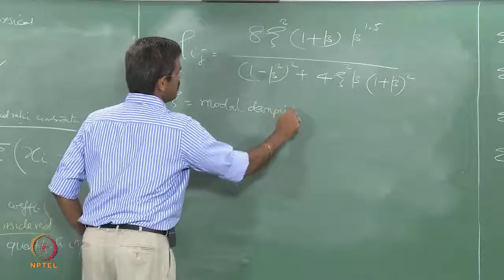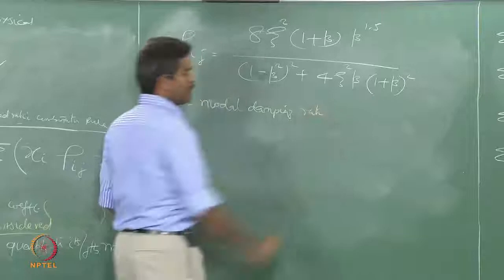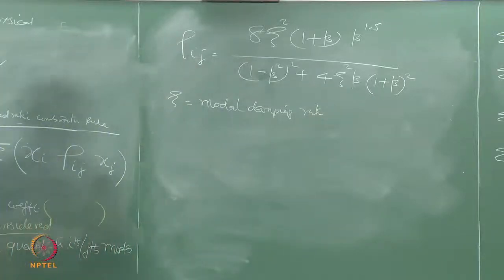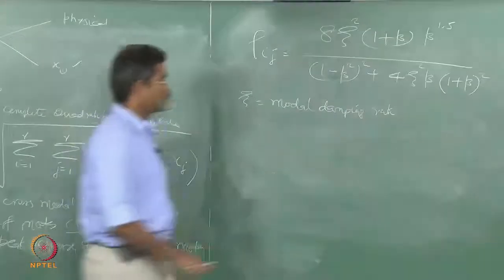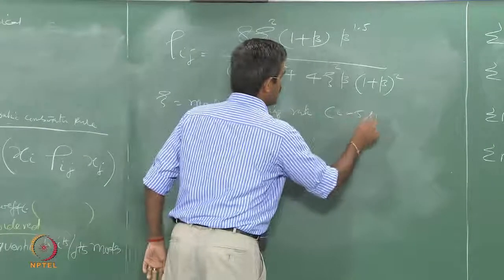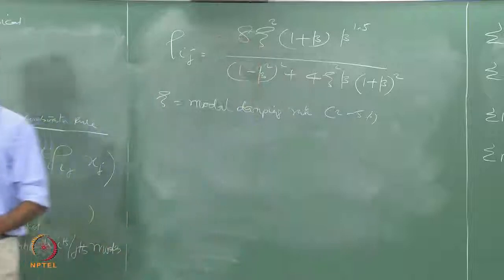Now, it is very important here for you to recollect that in Rayleigh damping, the modal damping should be equal for all modes if it is a classical damping. If it is non-classical, they may not be equal in different modes. So, in this case, we assume a percentage, maybe 2 to 5%, which means it is a classical damping.